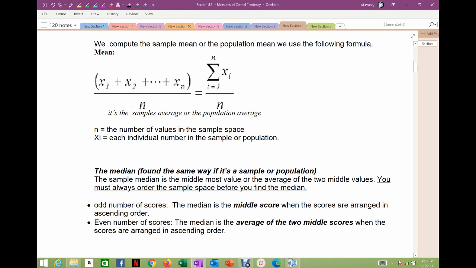So if I was doing GPA, it would be the average GPA for my sample, which would represent my population, or if I found the population, it would be the average GPA for the entire population. Right. N represents the number in the sample space or the population. X is every single number that you add up.